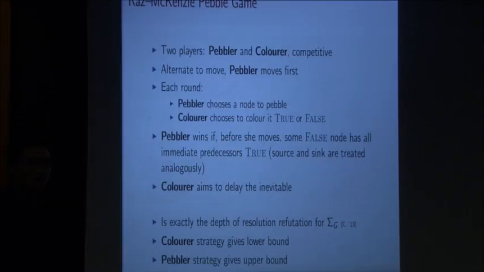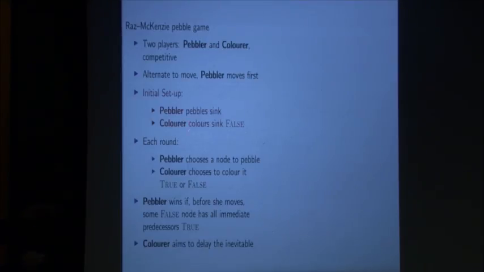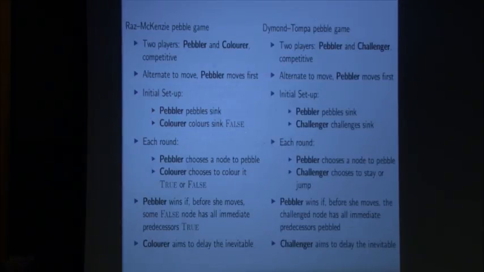Sorry? The colorer has to color. Yes, I allowed the color. Oh no, that's a good point. When I'm defining it like this, I require the colorer also to color the thing. But in order to make this game exactly correspond to the diamond topology game, I have to modify the game. I will add an initial step, because in the diamond topology game there's an initial step. So I will make sure that the Pebbler needs to do something and the colorer needs to do something at first, so that it will look exactly the same as the diamond topology game.